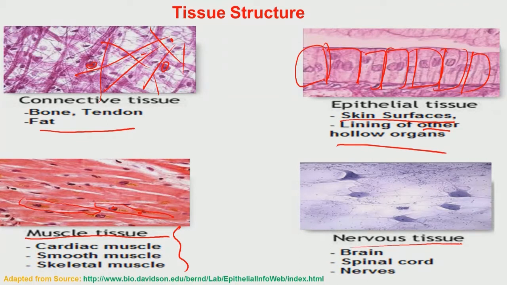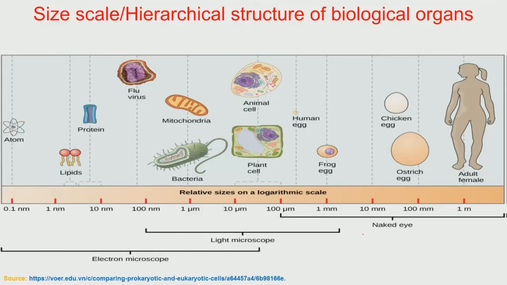Fourth one is the nervous tissue. This is the histology section of the nervous tissue, and nervous tissue also has a very characteristic structure which is strikingly different from the other three tissue structures. So, this is a very long elongated neuron structure, and they are contained in the brain, spinal cord and nerves. So, these are the four tissue structures.